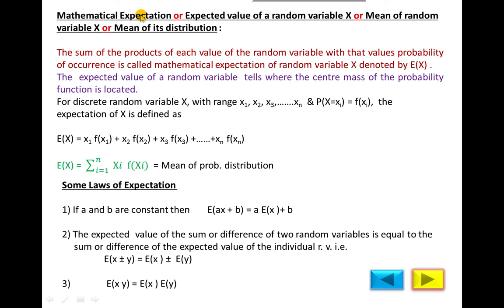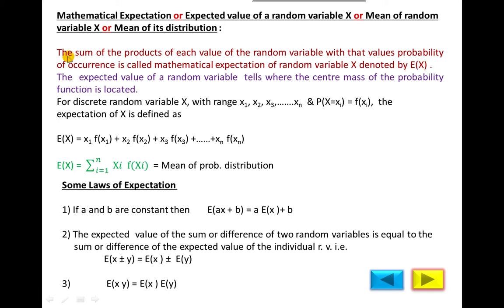Okay, because the mean represents the expected value, central value, it is also called the expected value of a random variable x, or mean of random variable x, or mean of its distribution. Its distribution means distribution of the random variable x according to the probabilities. So what is the formula? The sum of the product of each value of the random variable with that value's probability of occurrence is called the mathematical expectation of random variable x, denoted by E in bracket x.